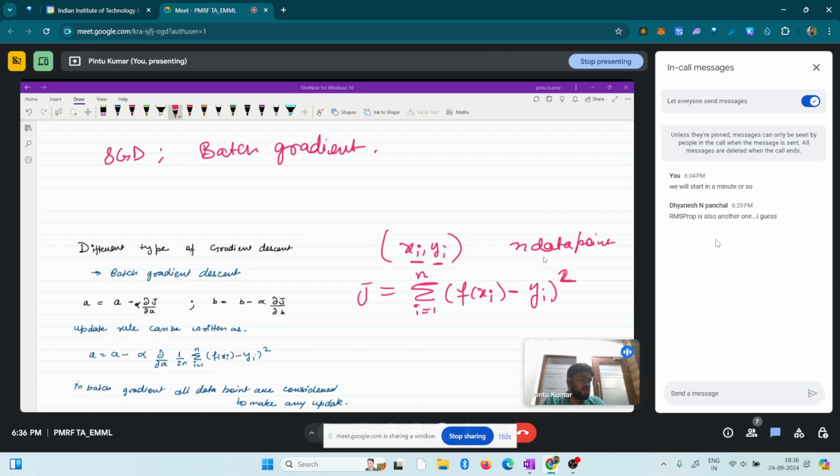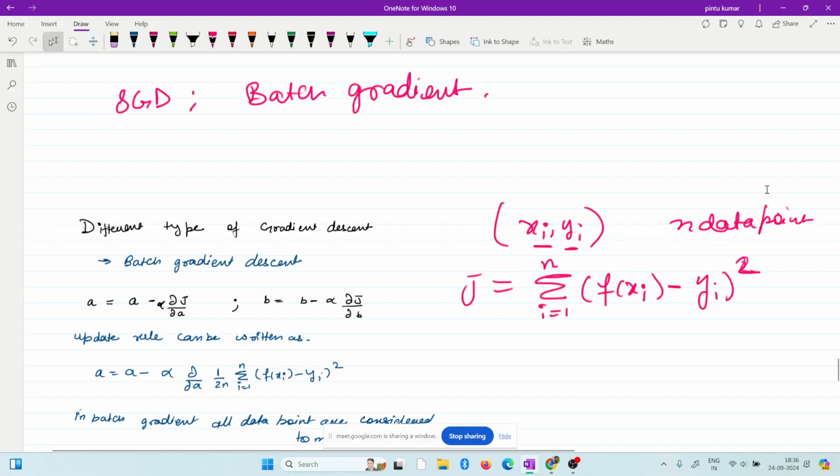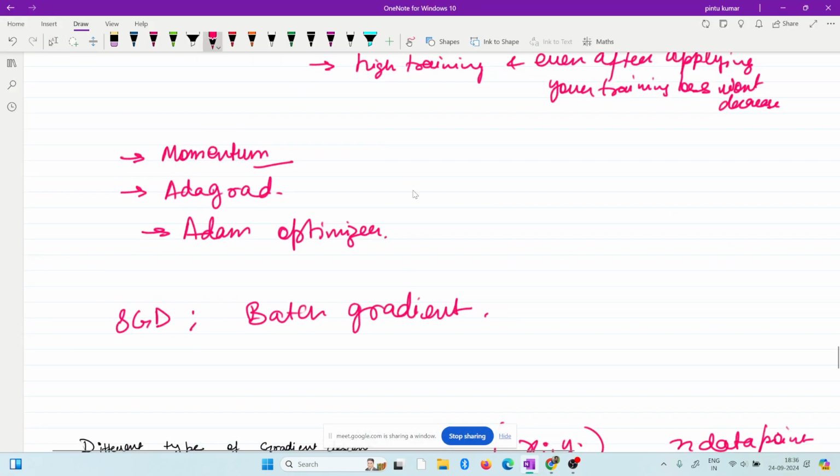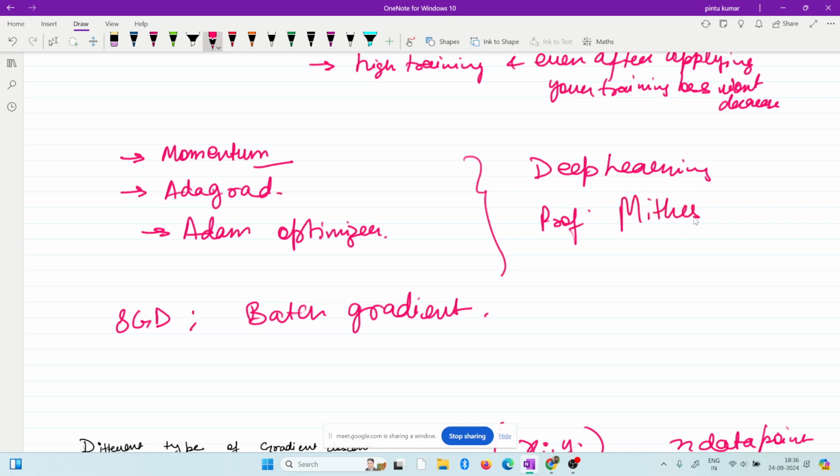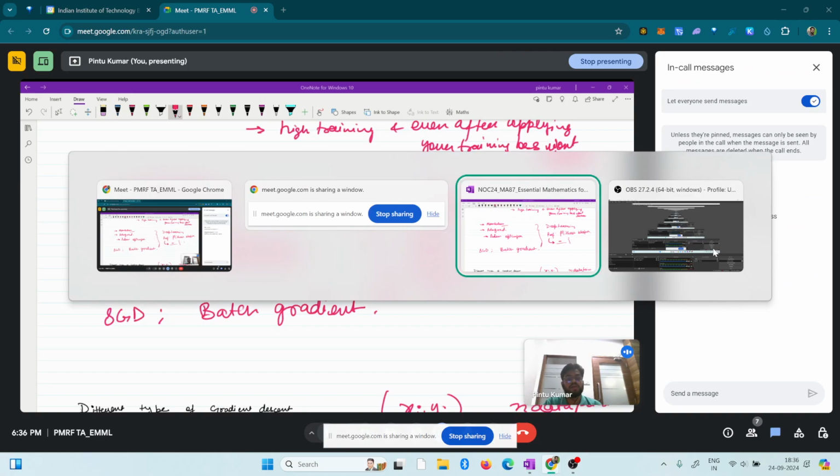Yes, RMSprop is also another method. That's correct. If somebody is really interested in these kinds of methods, there is a course on deep learning by Professor Mitesh Khapra, a professor at IIT Madras. He has beautifully explained the motivation and everything behind these methods, and I think he has covered RMSprop also. You can look at these videos. It's on NPTEL and also available on YouTube, so you can have a look if you are interested.